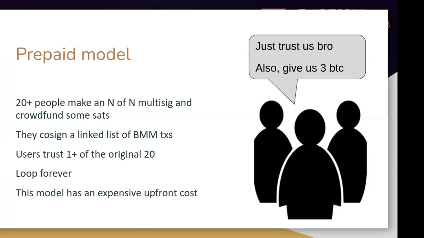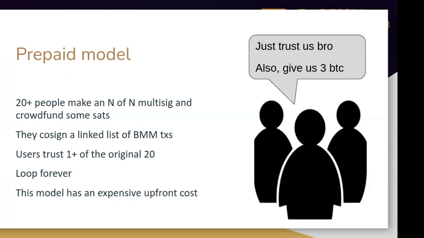Every 10 years, you get a new set of 20 people to make another 10 years' worth of transactions. And you just keep doing that over and over again forever. So this model has an expensive upfront cost. You have to crowdfund enough money to make each of these addresses and put $1 in them or so. But then you don't have the problem where you can skip a block. You make enough to fund one per Bitcoin block for 10 years, and you're good. As long as Bitcoin miners aren't censoring, it'll go through. So that's the prepaid model.